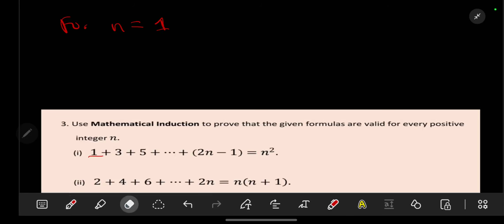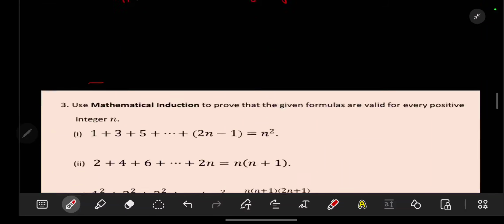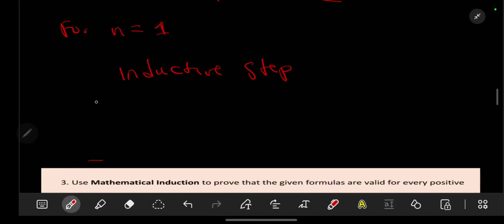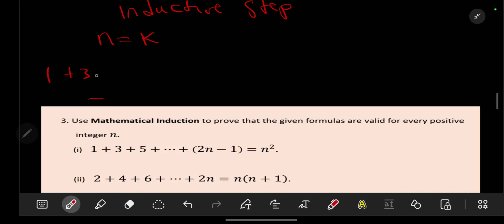Then what are we going to do? The next step is the inductive step. The inductive step is basically setting n to be equal to k. So after doing that, what are we going to have? We are going to have 1 plus 3 plus 5 plus dots plus 2n minus 1.